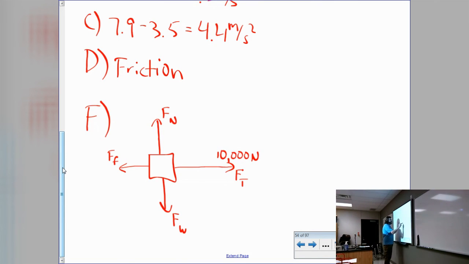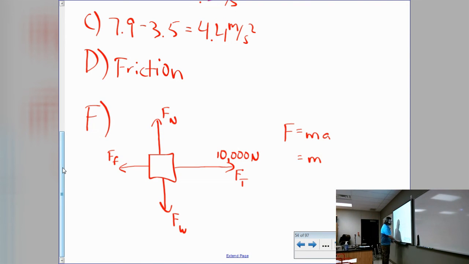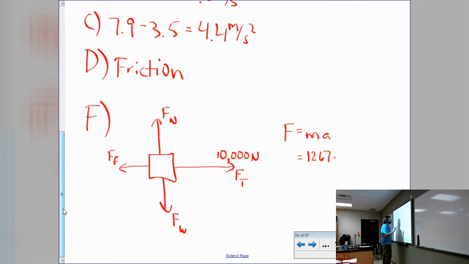And so we can apply that using F equals ma. The friction force here is going to be the mass times the difference in accelerations. Or I could do this differently. Again, there are other ways to do this problem. I could solve using the acceleration from the position time data, and that would be the net force, and then I could subtract that net force from 10,000. But using the difference in accelerations does that exact same thing. So the mass of the car is 1267 times the difference in accelerations, which was 4.4, and that's going to be the force of friction. The friction force is causing that difference in accelerations.